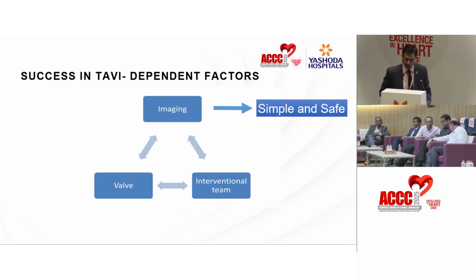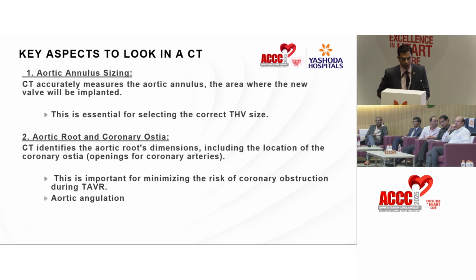But if we want to have a simple and safe TAVI, we need imaging that is crystal clear, and this is what decides the outcomes in all respects. So the key aspects that we should look into when we are planning a TAVI are, first of all, the aortic annulus sizing. This is important because it gives the actual aortic annulus where our valve is going to sit, and this is how you decide the size of the valve.